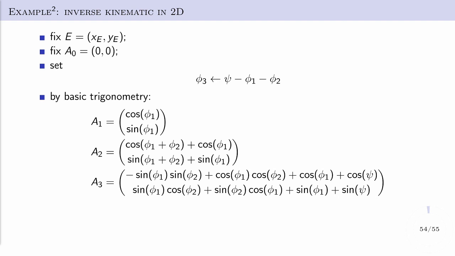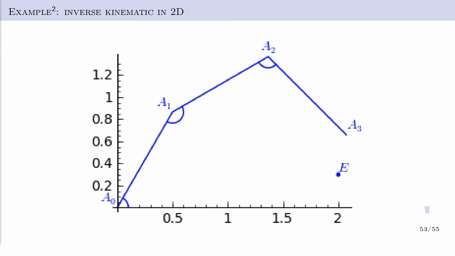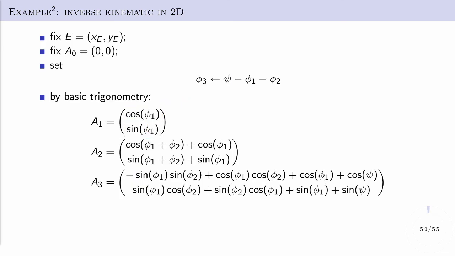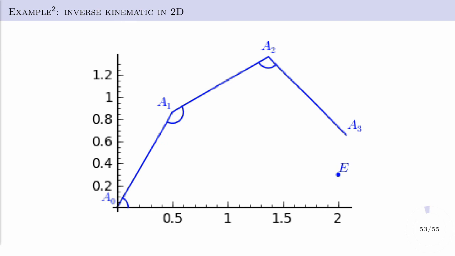For simplicity, I will also assume that all the segments are of length 1. So a simple trigonometry says that if we have 1 here, then here we have cosine, and here we have sine. So the coordinates of A1 are cosine and sine of phi 1. The same applies to A2, but we need to compute the coordinates starting from here.